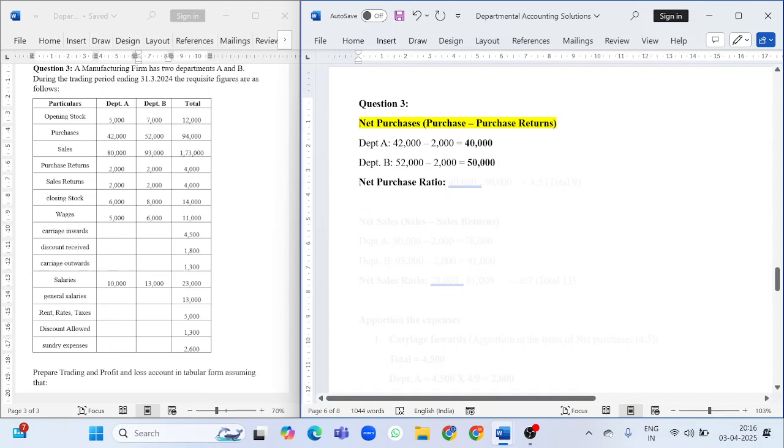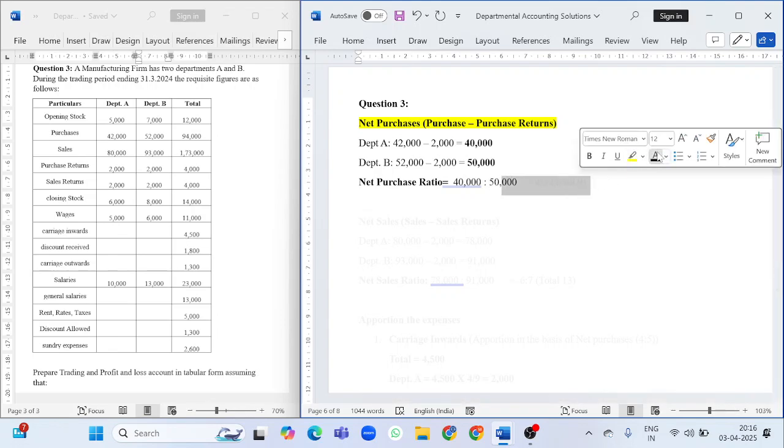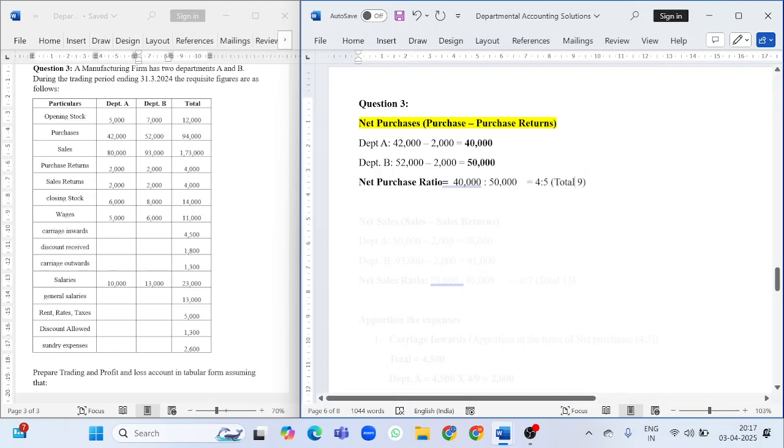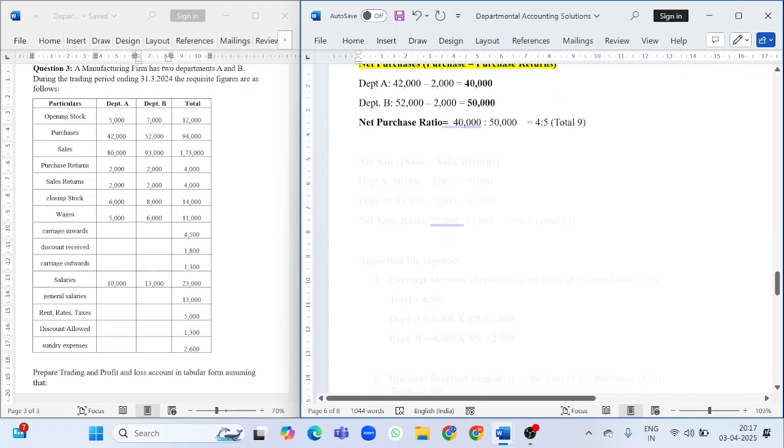How do we calculate the net purchase ratio? Department A net purchases is 40,000 and Department B it is 50,000. So we need to find the ratio of 40,000 to 50,000. So the ratio is 4 is to 5. The total of 4 plus 5 is 9. So the net purchase ratio is 4 is to 5. That is the net purchase ratio. I will tell you why this is required in the further problem.